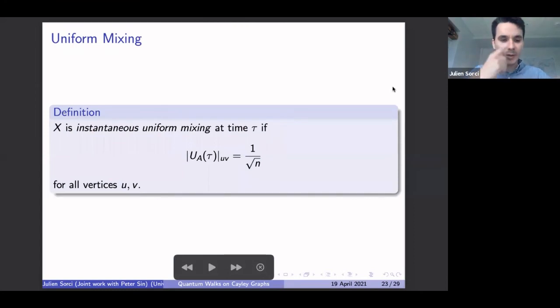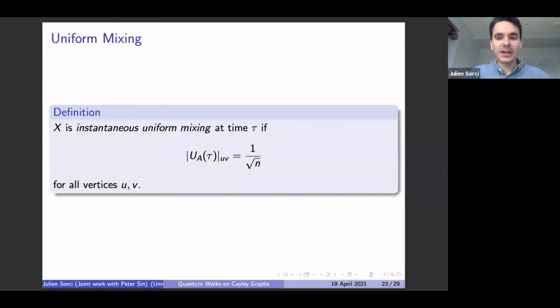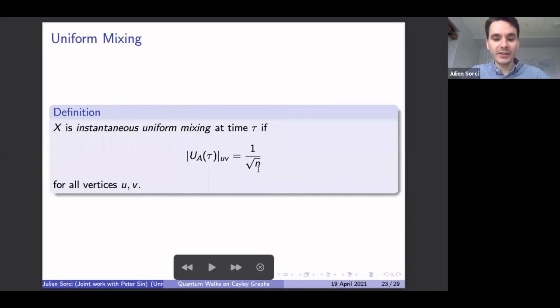So that's all I want to say about perfect state transfer. And now I'll talk just a little bit about instantaneous uniform mixing in these Cayley graphs. And here the story is a lot quicker. We'll say that a graph has instantaneous uniform mixing at time tau if our transition matrix at time tau has all of its entries of equal modulus. And since it's a unitary matrix, the modulus has to be 1 over the square root of n, where n is the number of vertices in the graph.